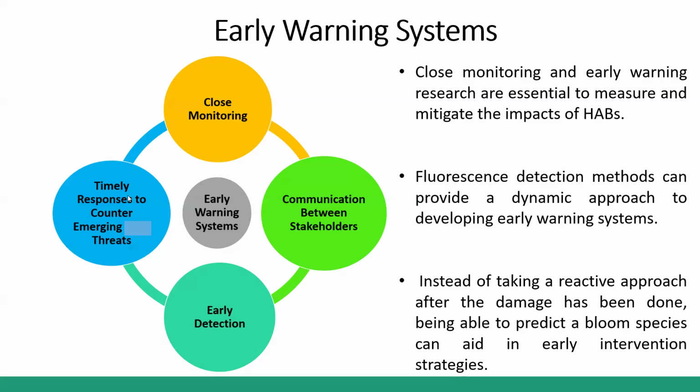However, it is a complex process due to the fact that different algal species have varying life cycles and toxicity levels. Furthermore, the location and timing of harmful algal blooms are influenced by local oceanography. The application of fluorescence detection methods can provide a dynamic approach to the development of early warning systems in conjunction with species identification and environmental conditions. Therefore, it is imperative that instead of taking a reactive approach after the damage has been done, being able to predict a bloom species can aid in early intervention strategies, which can improve the economic turnover in the aquaculture sector.